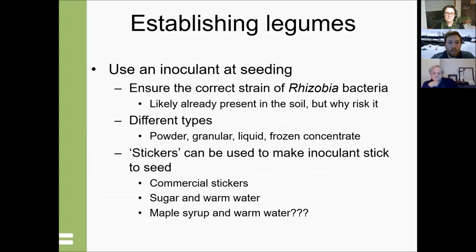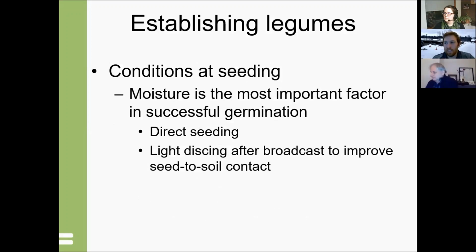When you're doing inoculant, there are different types. There are powders, granulars, liquids, and frozen concentrates. If you've ever heard the word sticker used, these are used to make the inoculant stick to the seed. There are commercial stickers that you can buy that are pre-made. I've read about sugar and warm water being used, and maple syrup and warm water being used as a sticker, which seems a bit like a waste to me, but do what you will.